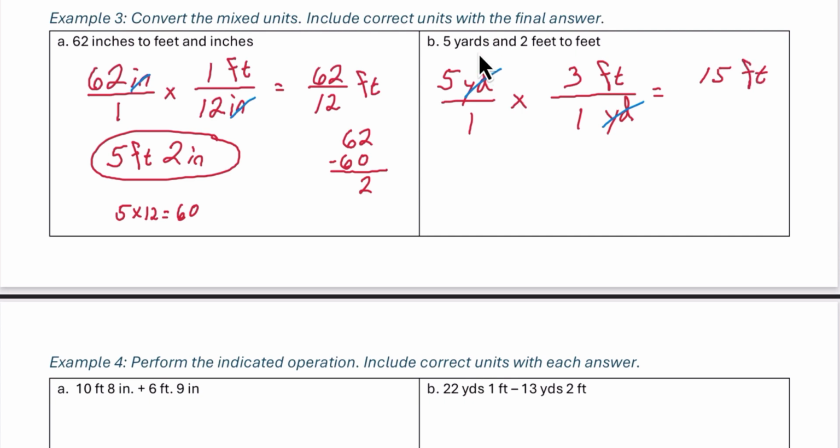So 5 yards is 15 feet. But we also have the extra 2 feet to begin with. So we're going to add that 2 feet to the 15 to get 17 total feet.